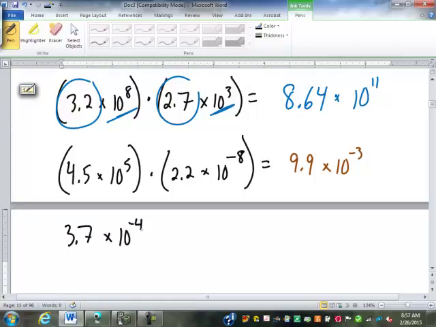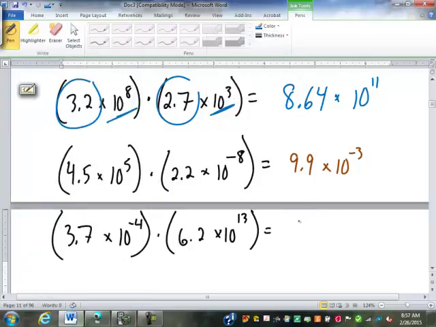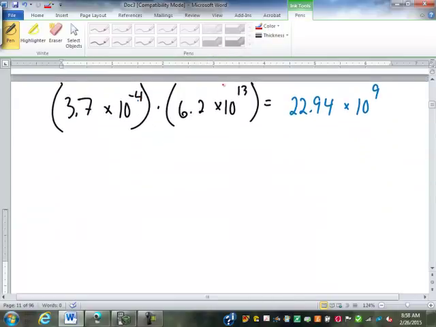3.7 times 10 to the negative 4th times 6.2 times 10 to the 13th. What are we going to get? Well, 3.7 times 6.2 is 22.94. Times, negative 4 and 13 make 9. So are we done? Yep. Say no. No. What do we need to do yet? So this is 2.294. The power of 10 gets smaller or larger? This number got smaller, power of 10 gets larger. That's 10 to the 10th now.